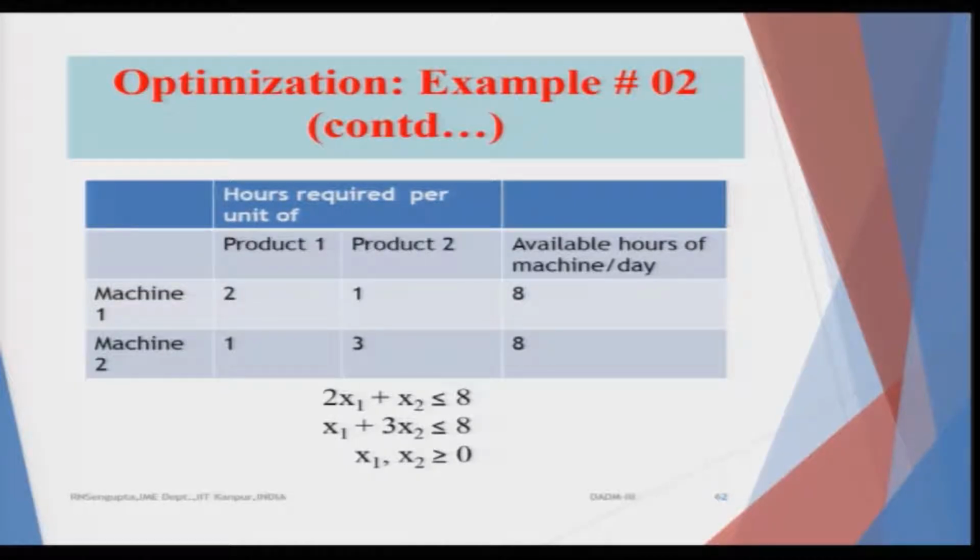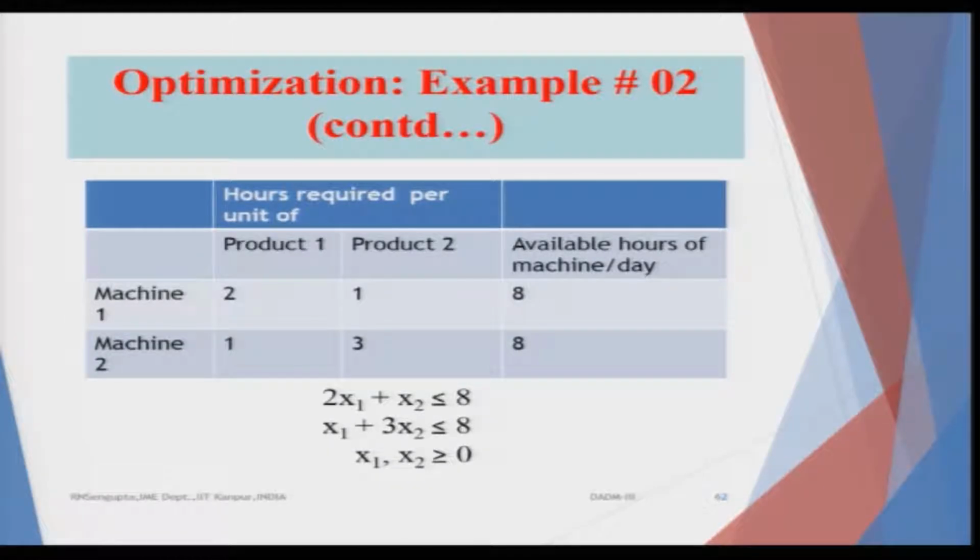Now, if I produce x1 amount of product 1 and x2 amount of product 2, then obviously the total combination of 2x1 plus x2 would be less than or equal to 8, because you cannot exceed 8. So, for example, if no x1 is being produced, then the maximum value of x2 would be 8. In case no x2 is being produced and only x1 is being produced, then the maximum value of x1 would be 4 from the first equation.